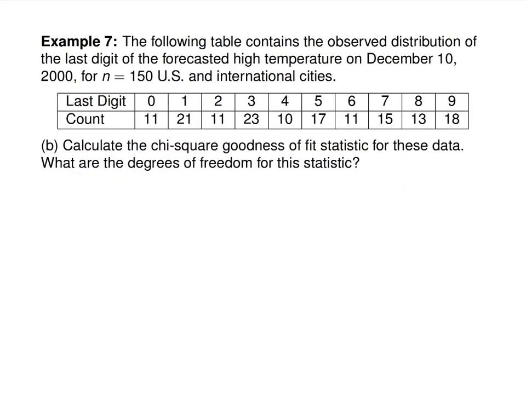Calculate the chi-squared goodness of fit statistic for these data. What are the degrees of freedom? Remember that the chi-squared is the sum of the observed minus expected squared over expected. Okay, so in this case we observed 11, expected 15, squared over 15.